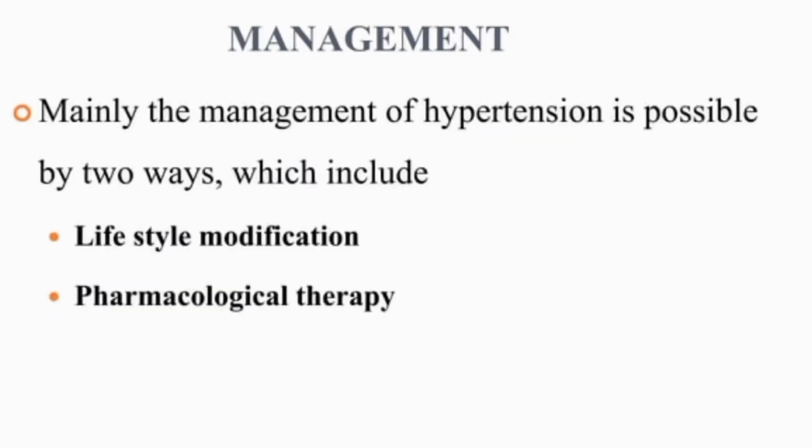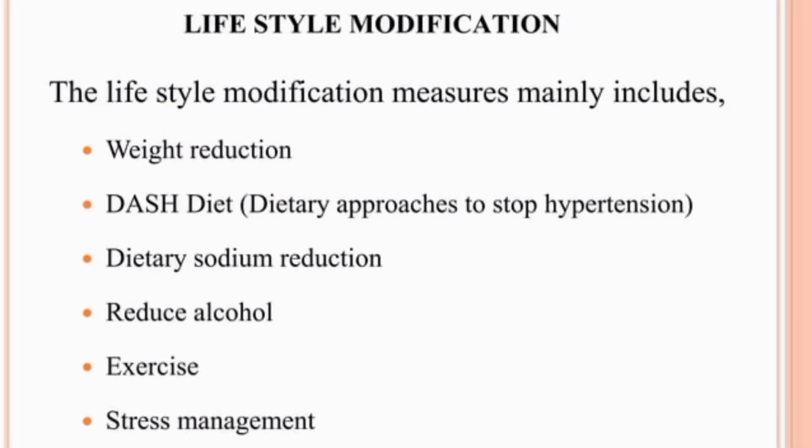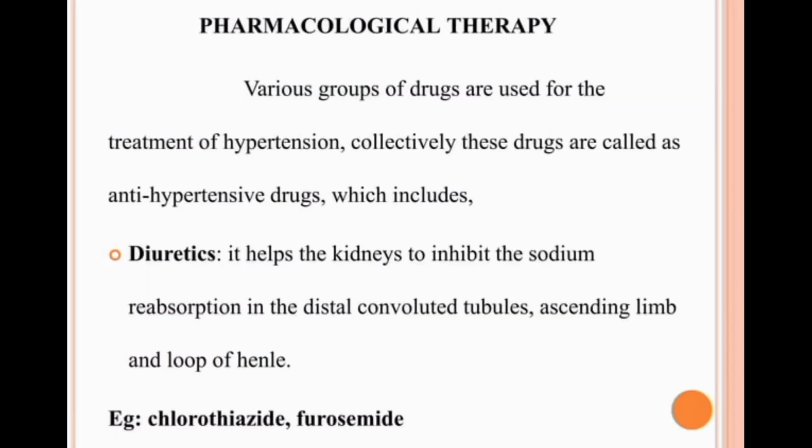Eighth one is management of hypertension. We will see how to manage hypertension in two ways: lifestyle modification and pharmacological therapy. In lifestyle modification: weight reduction, dietary approaches to stop hypertension, dietary sodium reduction, reduce alcohol, exercise, and stress management. Next, we will see pharmacological therapy.